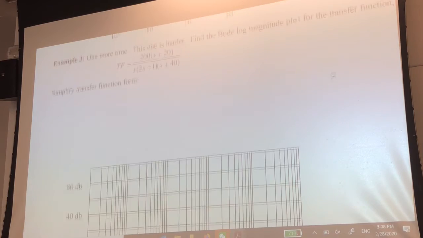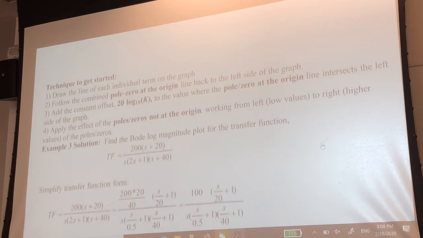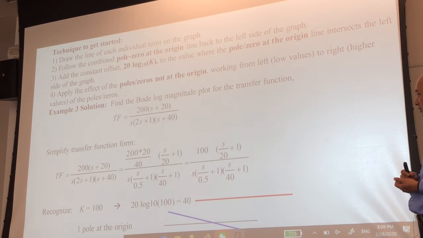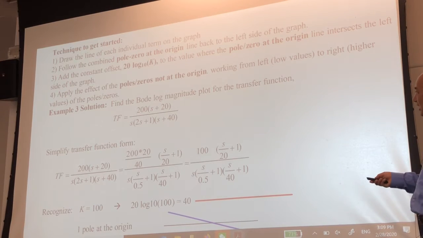So let's try something a little bit different. Again, you do individual terms. Can you see what we are doing here? We are trying to make this standard form, meaning the constant term is 1, and the other terms are S divided by Z or by P, okay? Why do we do that? It's because then everything will start from 0 dB, understand?